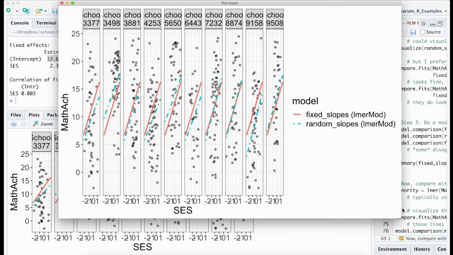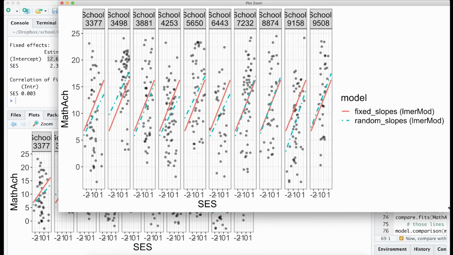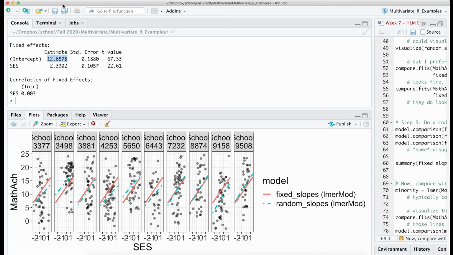So if we look at this much bigger, boy, that font is making it hard. Well, it's not the font, it's the number of panels we have. So it looks like the socioeconomic status might be approximately centered on 0, and I'm guessing it is. So that's basically saying that the average math achievement for somebody who is of average socioeconomic status is going to be 12.67 on this 0 to 25 scale.